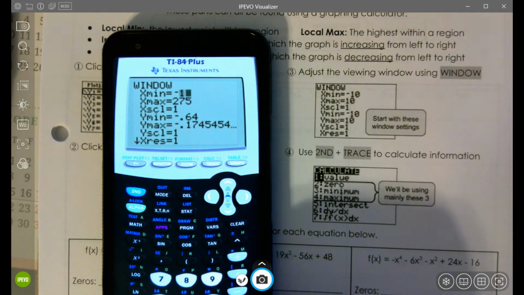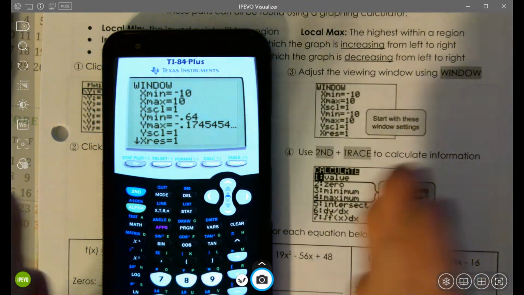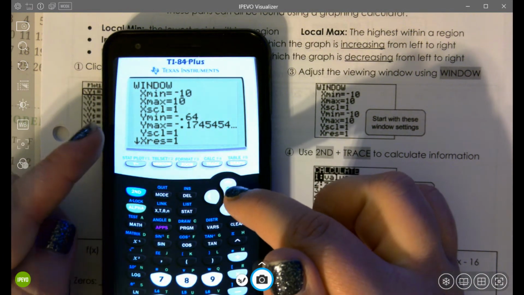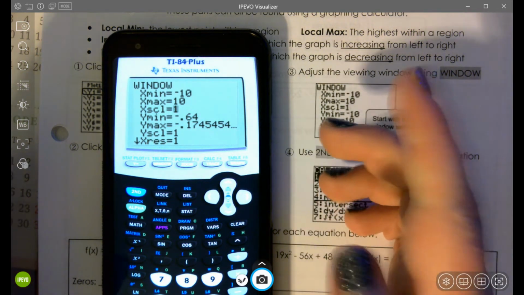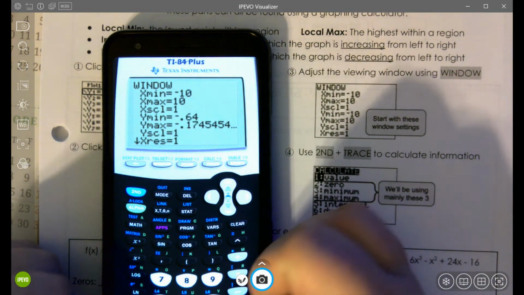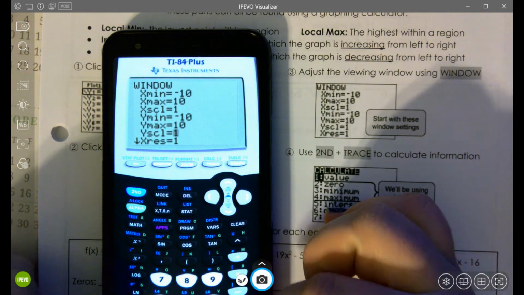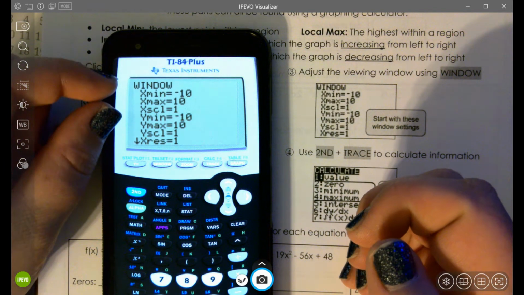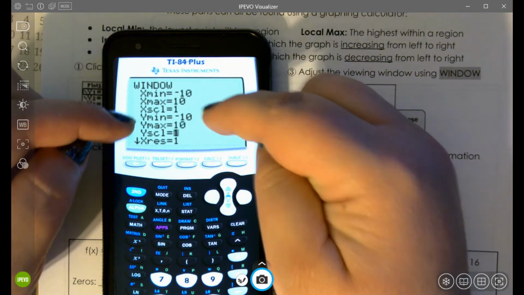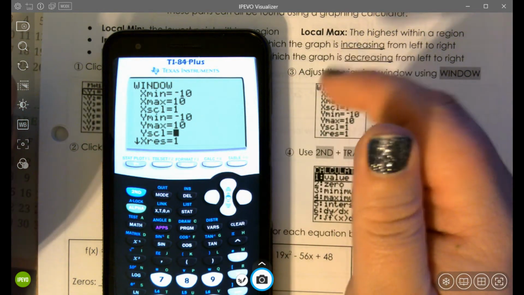You want it to go negative 10 to 10. X min and X max is saying, here's how far to the left and to the right my graph is going to go. X scale means it's going to go by ones. I would not change that unless you have a weird looking graph. And then you want the y's to go from negative 10 to 10 as well, by ones. So these first three lines are saying, here's my lowest x value, my highest x value, and it's going to go by blank. My lowest y value, my highest y value, and it's going to go by blank. I would not change anything else further down on here.